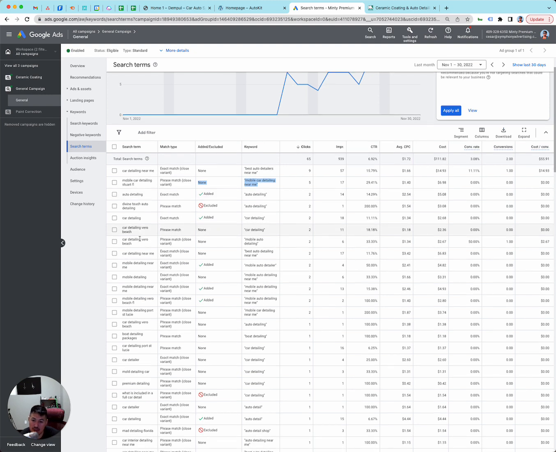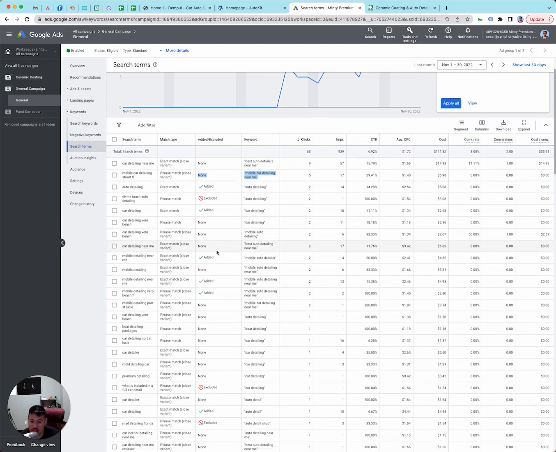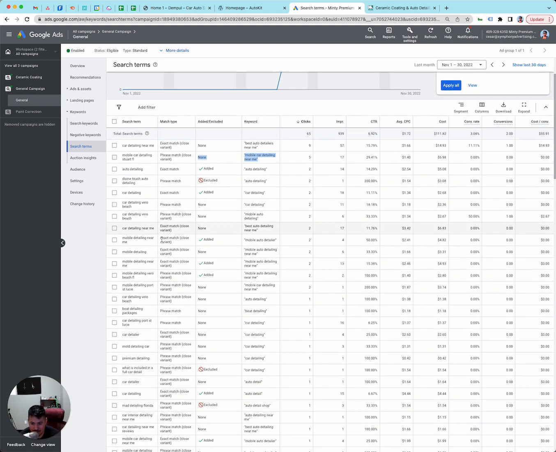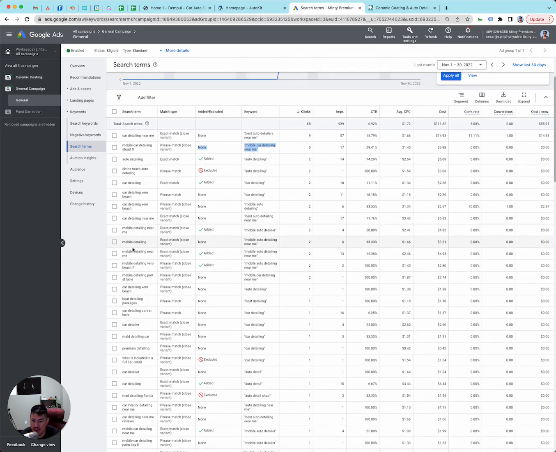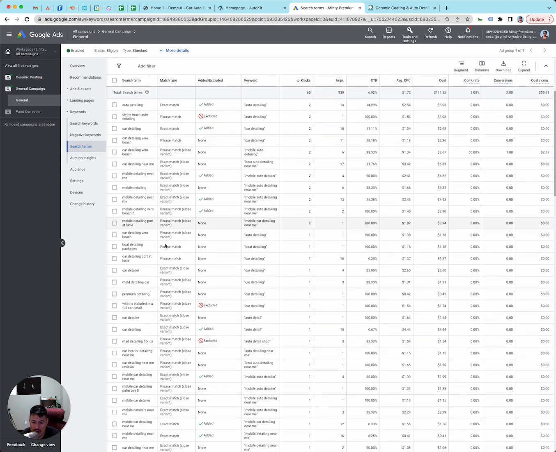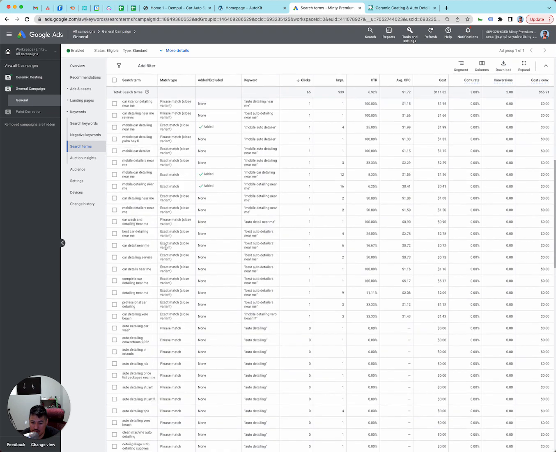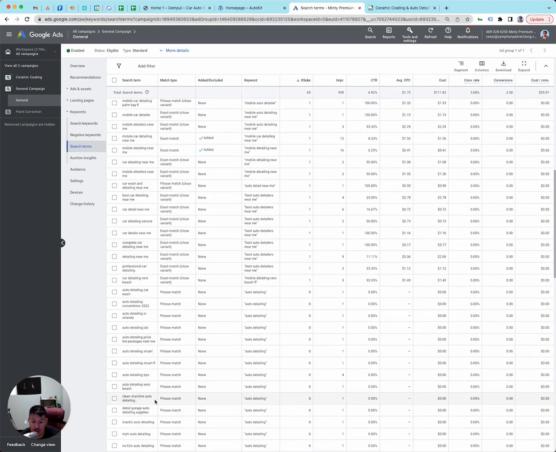Then car detailing, then Vero Beach. Again, those are good ones because they're literally in your area. And for the most part, it's good. I log in here every couple of days and make sure that there's none that are super irrelevant. So one thing you'll see is that it does show us what impressions we came up for. So all of these got clicks, and you can see we actually spent money.